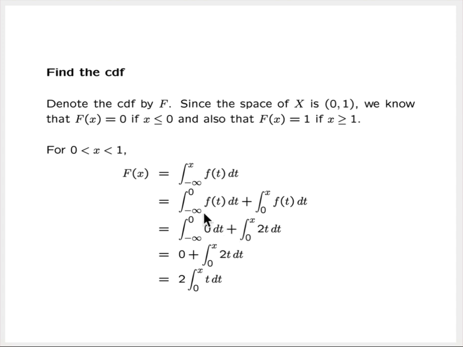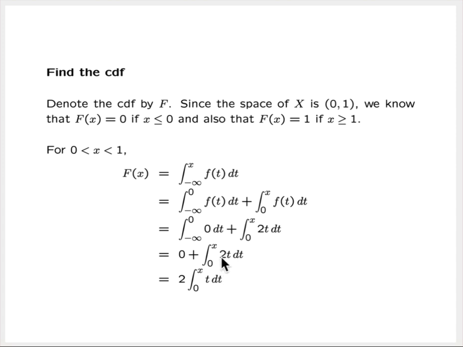Now again, over the interval from minus infinity to 0, the PDF is 0, so we plug that in. And then over the interval from 0 to x, because x is between 0 and 1, we know that over that interval, the PDF evaluates to 2 times t, because t is the argument to f in this integral. Okay, so then the integral of 0 over any interval is going to be 0. And so then what we're left with is this integral from 0 to x of 2 times t dt.